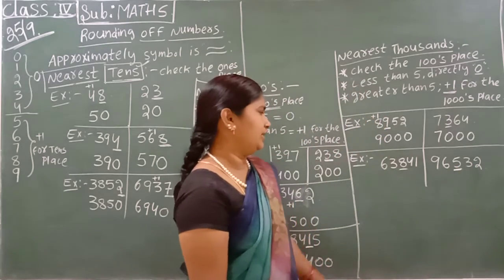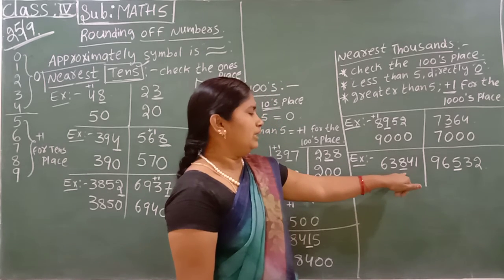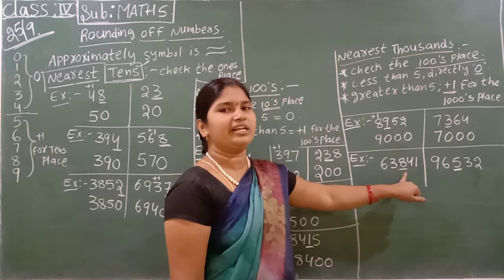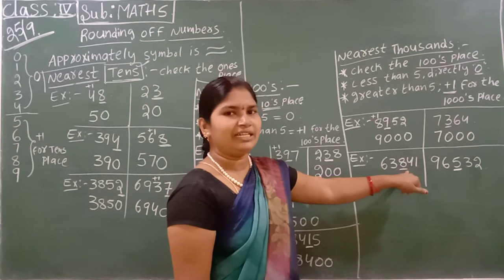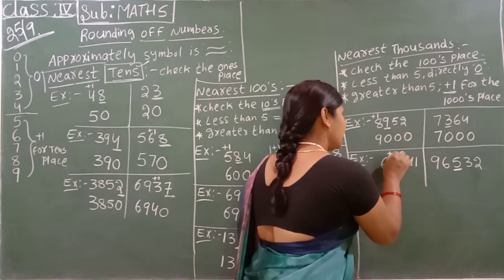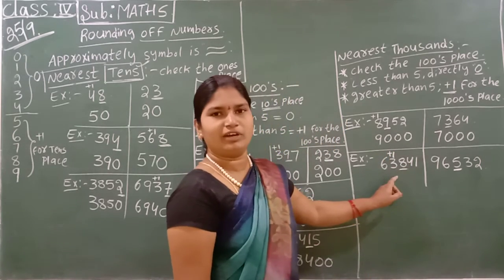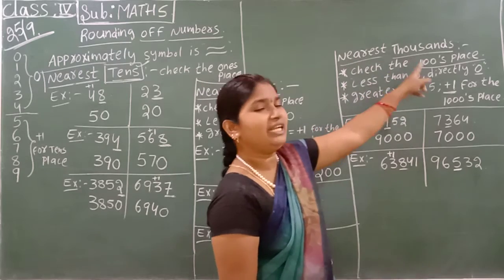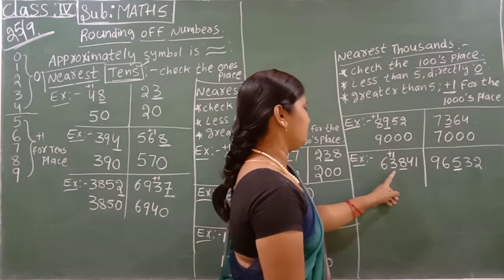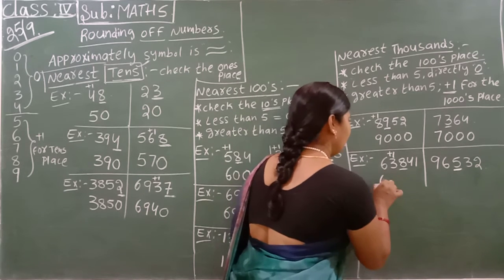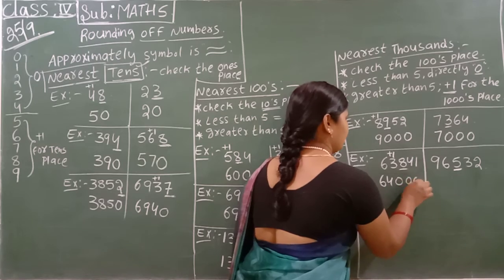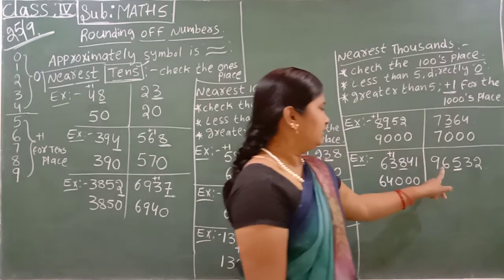Okay. See. Now, compare the 8. Is 8 a big number or small number? Big number. So, you have to add 1 for the thousand place. Why are we adding 1 here? Because we want to write nearest thousands. So, here 6 plus 1. 6 directly write down. 1 plus 3, 4. Remaining 3 digits 0.